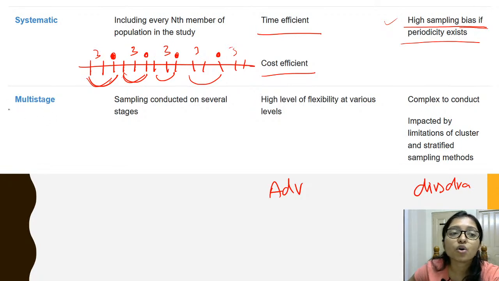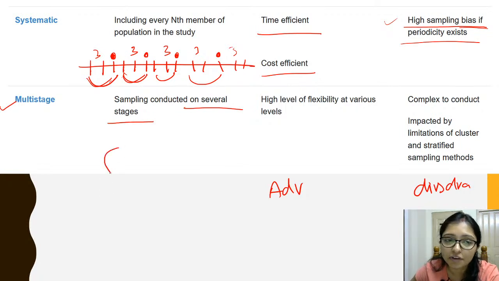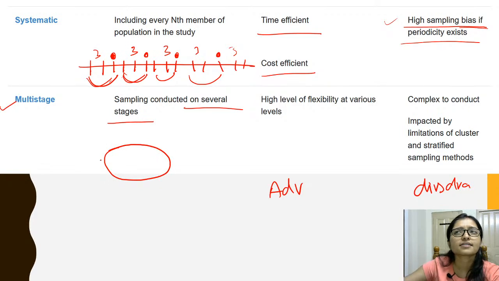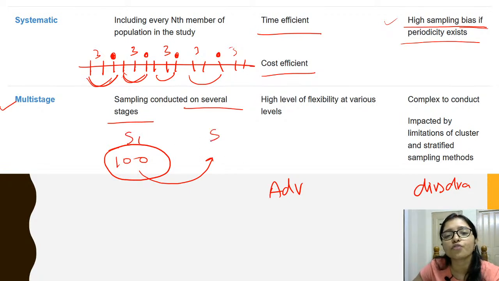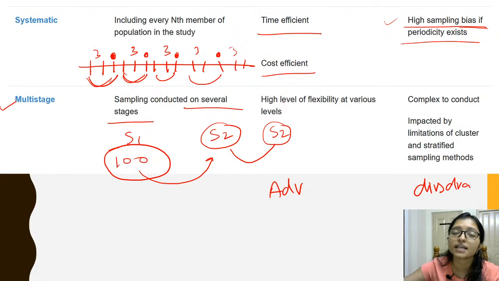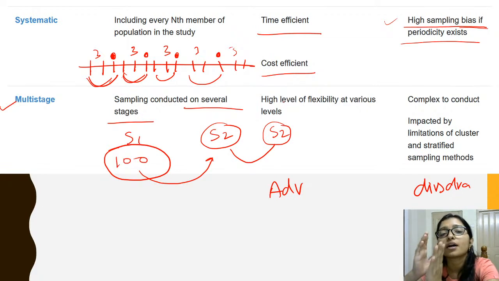Okay. Now multi-stage. What is multi-stage? Sampling conducted in several stages. That is the first stage. It means in the first stage I will take some 100%, and from this 100 I will then go to where some problem is coming, that is stage 1, then I will go for stage 2, then from stage 2 I will go for stage 3. According to that you are collecting the sample, that is multi-stage.